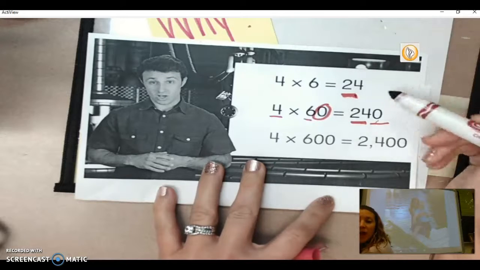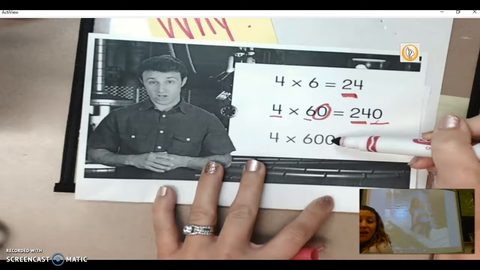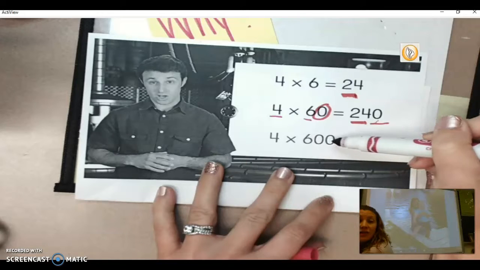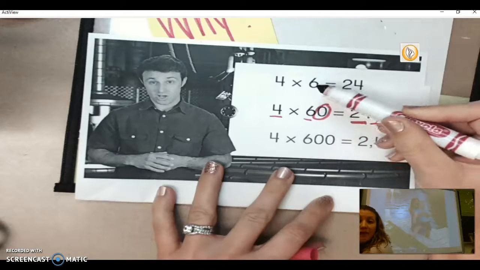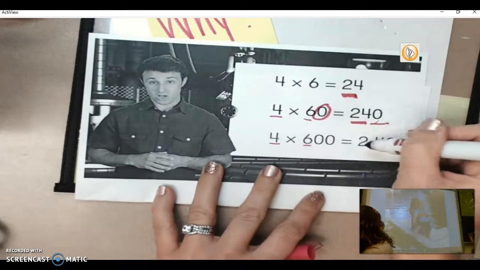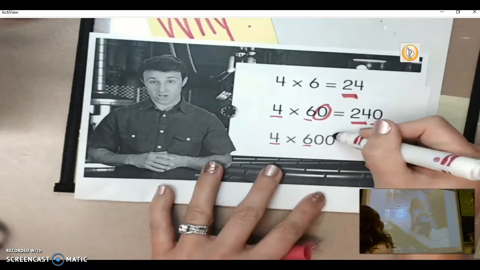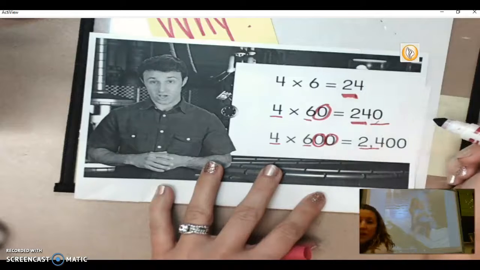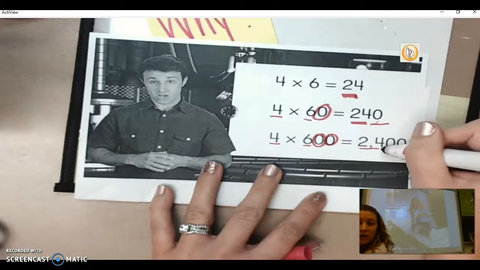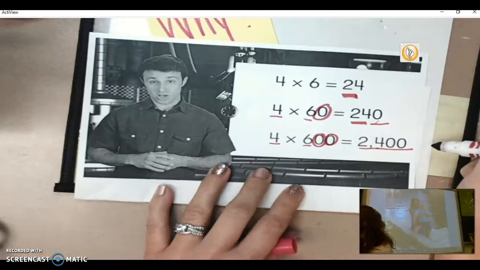We can do the same thing with our next one. We see that we are now multiplying by 600. 600 is 100 times more than just having the factor of 6. So we can use our knowledge of 4 times 6, which would be 24. And again, because we're in the hundreds place, that means we have two zeros. So we're going to annex 2 zeros onto our product to get the answer of 2,400.